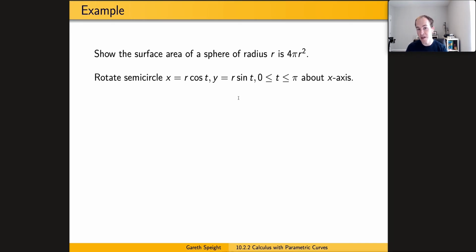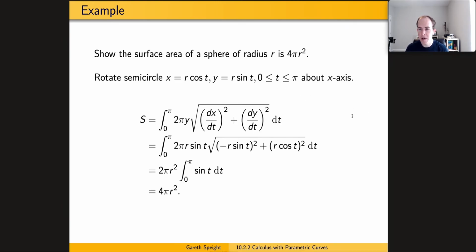So a semicircle of radius r is going to be x equals r cosine t, y equals r sine t, and to have only a semicircle, t runs between 0 and pi. So then once we do that, we substitute everything in our formula. We have the integral of 2 pi y times the square root of (dx/dt) squared plus (dy/dt) squared. We know here that dx/dt is minus r sine t. dy/dt is r cosine t.